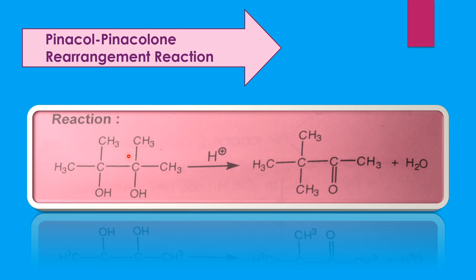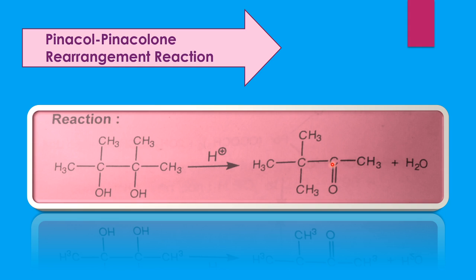Okay, see here the name of this compound is 2,3-dimethyl-2,3-butanediol. Here position 1, 2, 3 and 4. The 2 and 3 positions have dimethyl and the 2 and 3 positions have the OH group, meaning the diol group reacts with concentrated H2SO4 and forms this product. It is called pinacolone and its IUPAC name is 3,3-dimethyl-2-butanone, or you can write pinacolone.